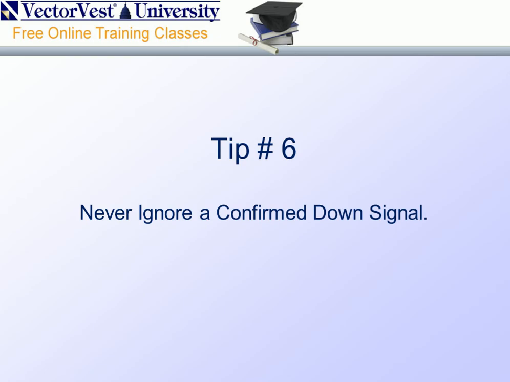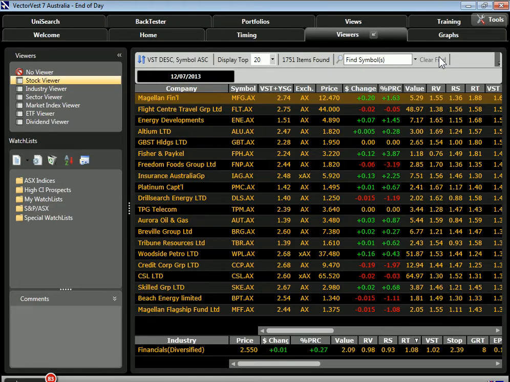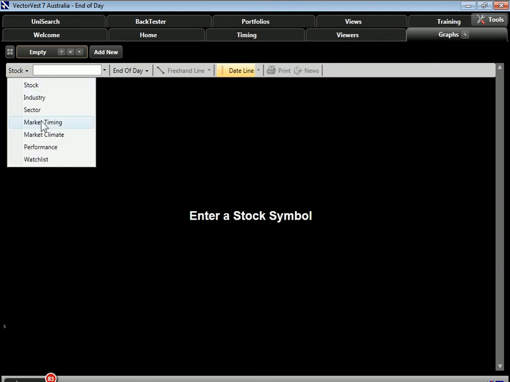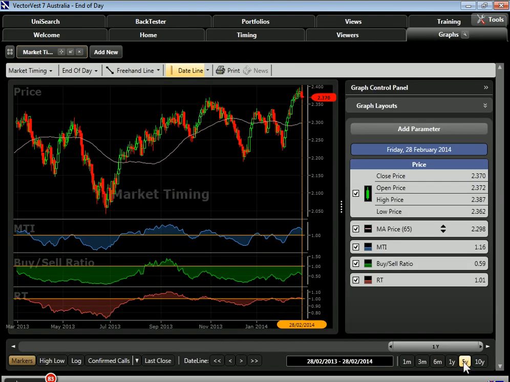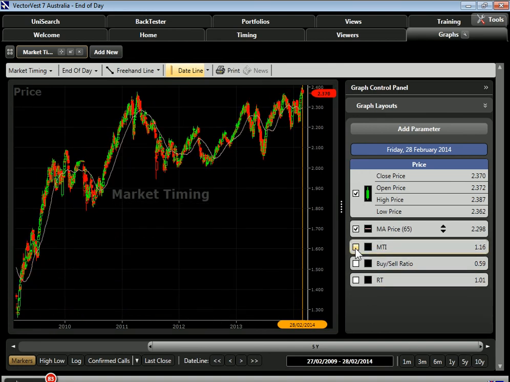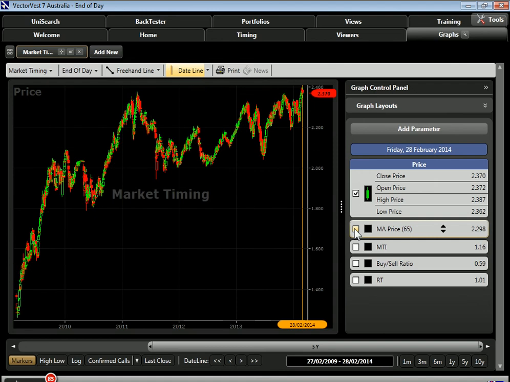Tip number 6 is never ignore a confirmed down signal. To illustrate this, I want to go back into a market timing graph like we showed you earlier in the timing presentation this evening. To get there, I'm going to go right up to the Graphs tab, change it from stock to market timing, and in this case, I'm going to look at a 5-year period. We're going to take off everything except for price at this stage. And I just want to throw on the confirmed signals.